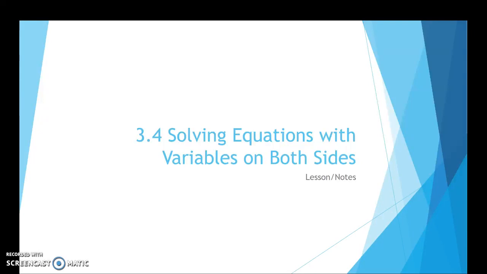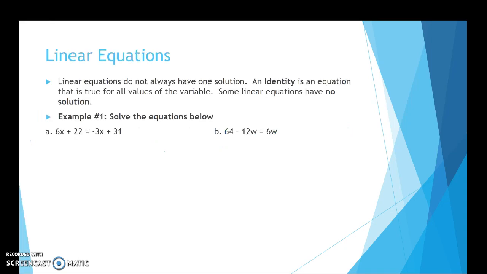Hi students, this section is 3.4, solving equations with variables on both sides. So just a little definition here. It says linear equations do not always have one solution. An identity is an equation that is true for all values of the variable. Some linear equations you will notice when you're solving will have no solution. So that's just a pointer that I wanted to make note of to you.